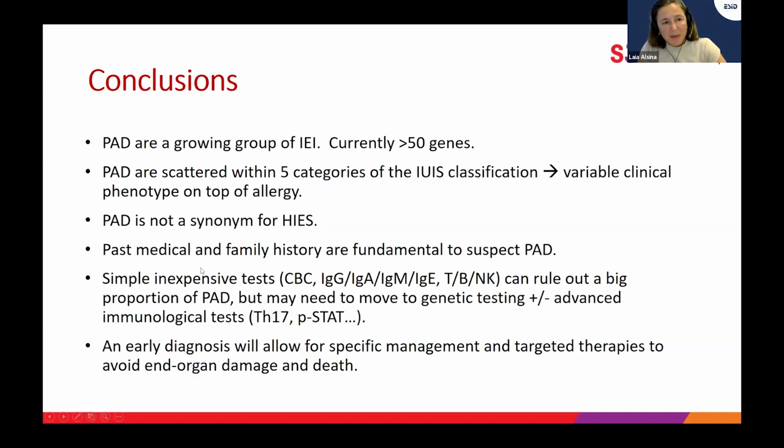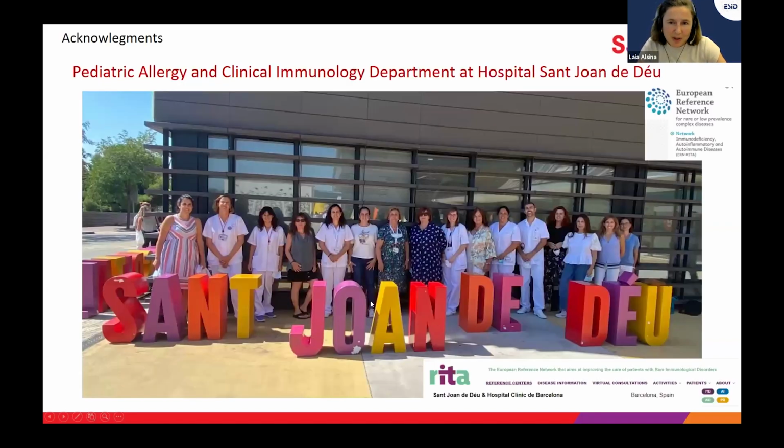For clinicians, past medical and family history are fundamental to suspect primary atopic disorder, and we have this basic approach, which will have to be combined with genetic testing and also validation with other immunological tests. Identifying a genetic disorder and a specific pathway will enable us to use targeted therapies and to change the course of the disease, or maybe to indicate transplantation, as Andy was mentioning. And I wanted to thank my team in Barcelona, and thank you all for the invitation.